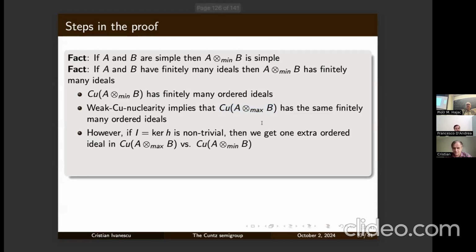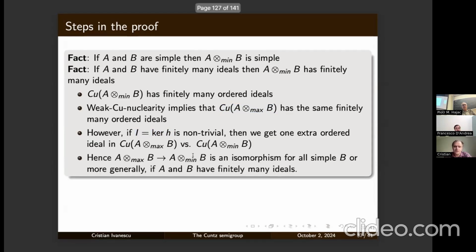What I was trying to tell you is that this kernel of H is going to be a non-trivial ideal which will break the counting. What's important here is that you have far too many. Then that will basically tell you that if this is non-trivial, then these two Cuntz semigroups cannot be isomorphic. Okay, so that's essentially the idea. Now, what we eventually get is that we have an isomorphism for all simple C*-algebras B, or if A and B have far too many ideals.